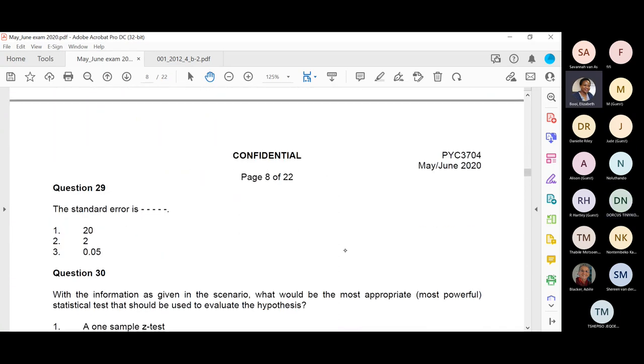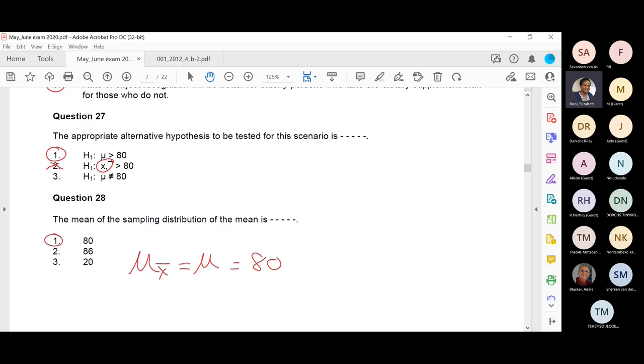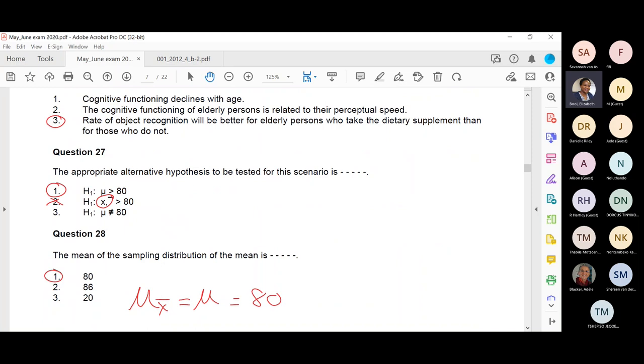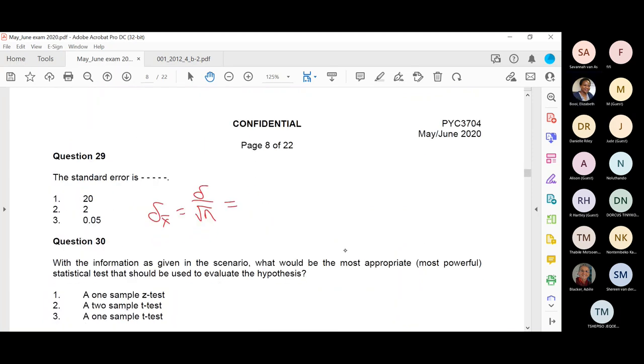What is the standard error? Remember, the standard error is your population standard deviation divided by the square root of n. So let's go find sigma. Let's go find n and then substitute into the formula. It will be 20 divided by the square root of 100. And then do the calculation. If you don't know how to use your calculator to calculate the square root, please let us know so that I can show you on my laptop how to use a calculator.